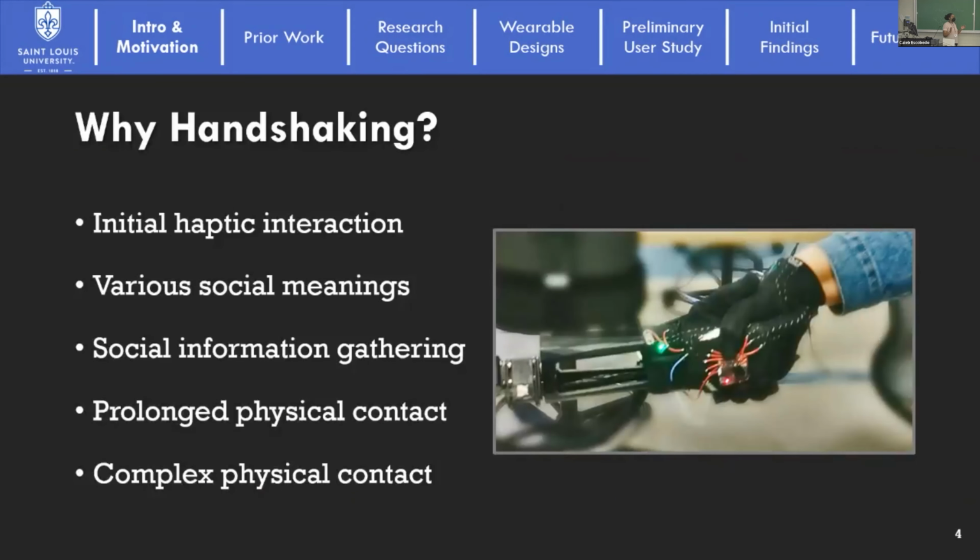And so we did this through the process of handshaking. And we studied handshaking because it's one of the first kind of touch interactions that happens whenever you have communication that has various social meanings. We kind of use it to get a first sense about other people we meet, and it's prolonged and very complex to do. So it provides a lot of great questions for us to answer.